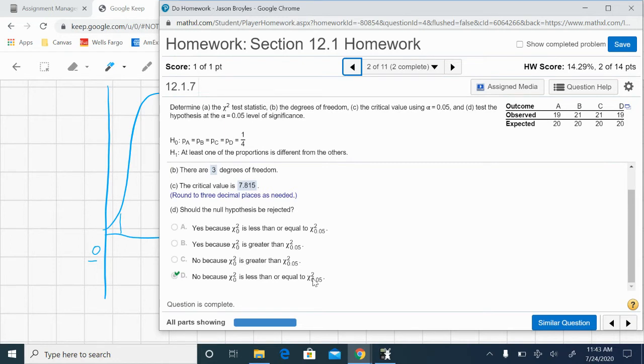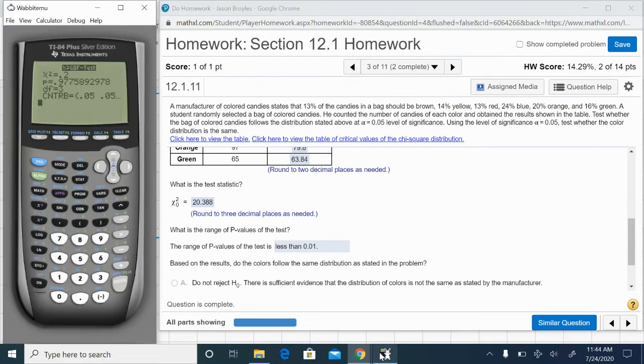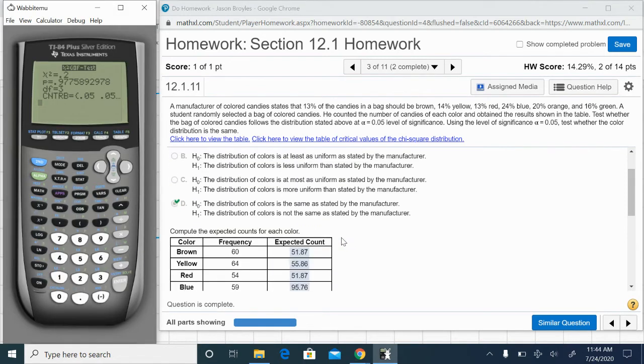This number here is the critical value. So the test statistic is less than the critical value, so we would not reject the null hypothesis. Okay, I'll show you that again for the next problem as well. I can compare that also. So let's look at this one.